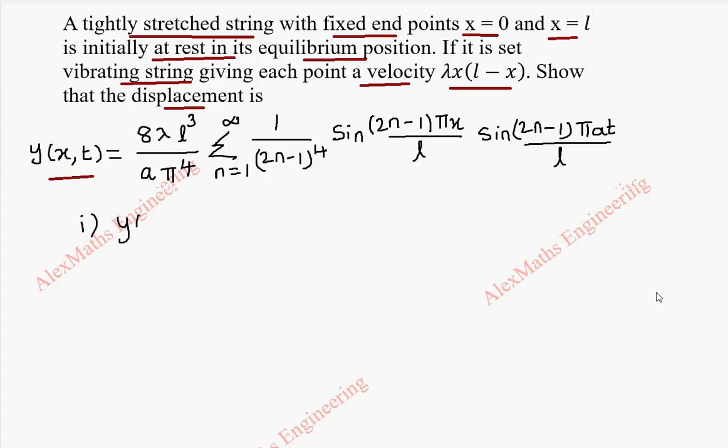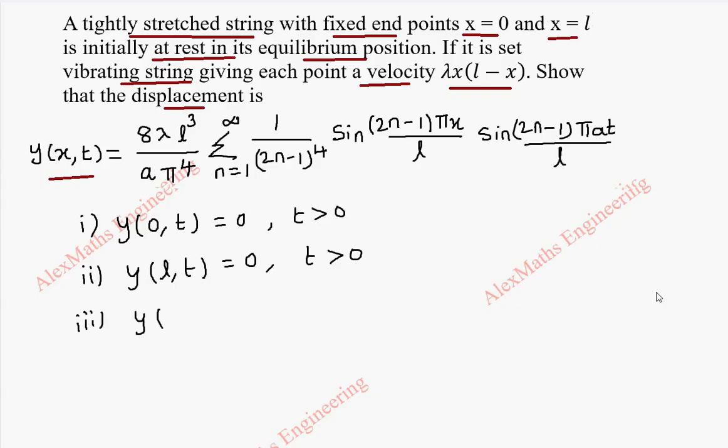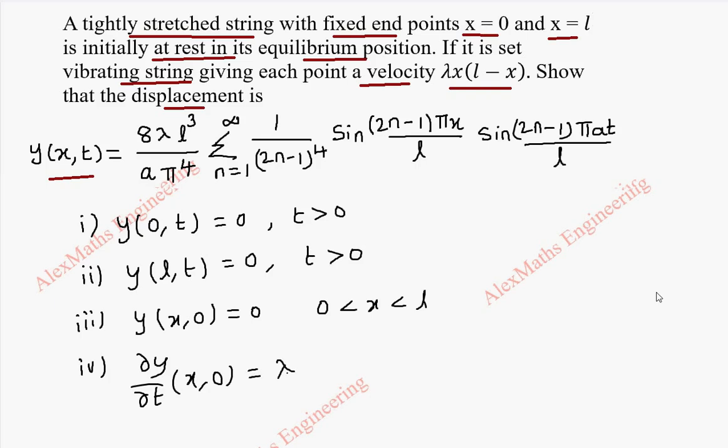The first is y of 0 comma t is 0, because at the position x equal to 0 it is a fixed end, so there is no displacement. So for t greater than 0, y of 0 comma t is 0. In the same way, at the other end, y of L comma t is also 0 for t greater than 0. Third, initially it is at rest in the equilibrium position, so y of x comma 0 is also 0, for 0 less than x less than L. And fourth, it is given a velocity, so dy by dt at x comma 0 equals lambda x into L minus x, also for 0 less than x less than L. So these are the conditions we have.